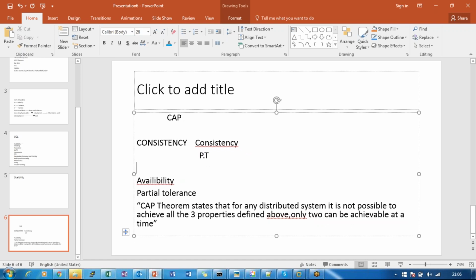But if one day you are not present, nobody is able to know when the meeting is. That means it is completely lost. That means we don't have availability. I have achieved two things, but I don't have the third.